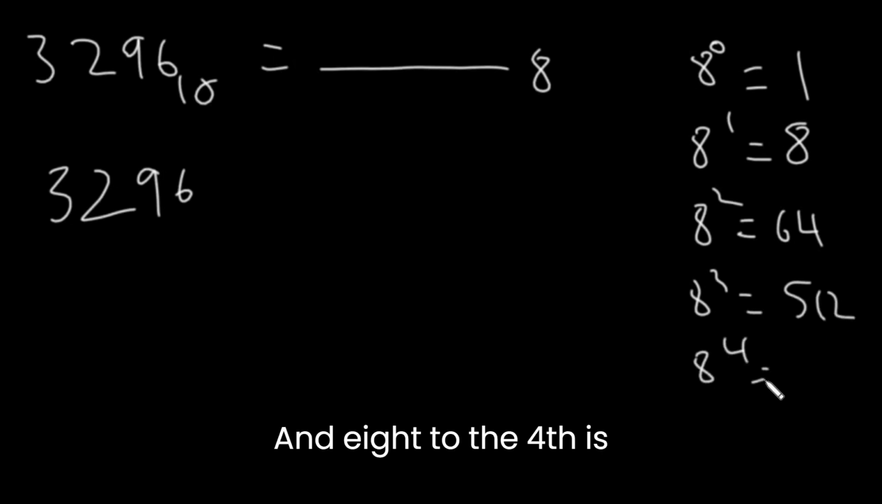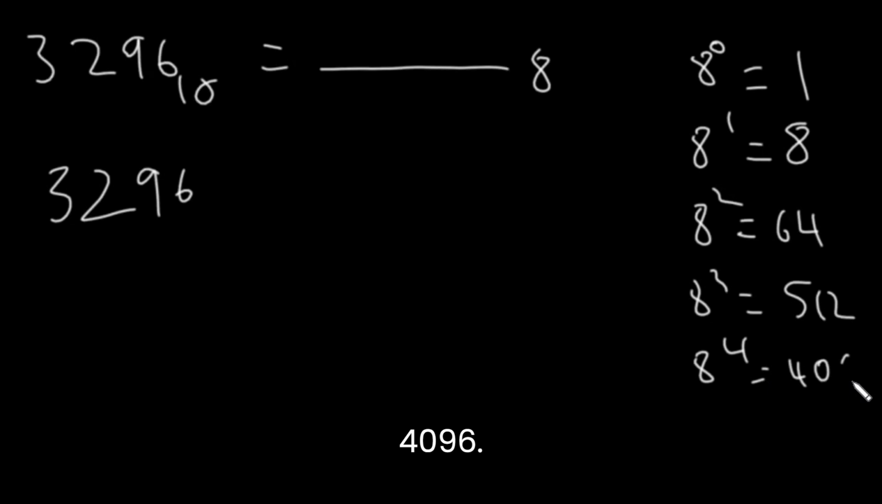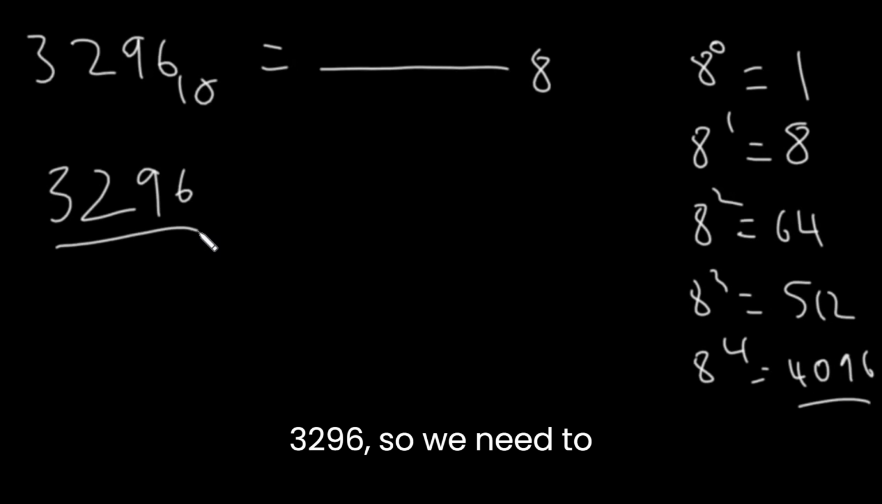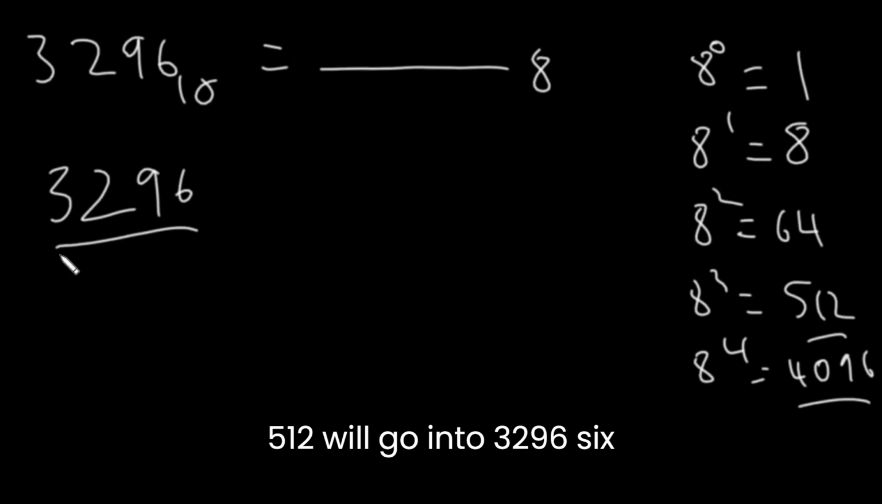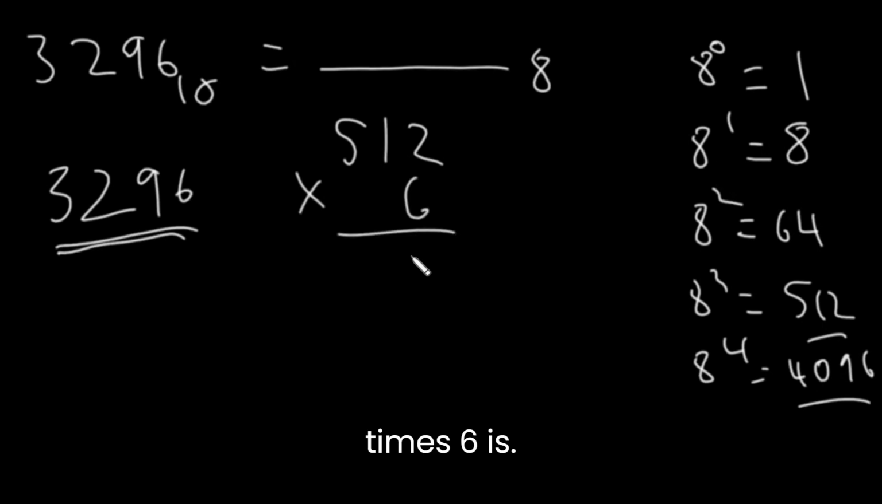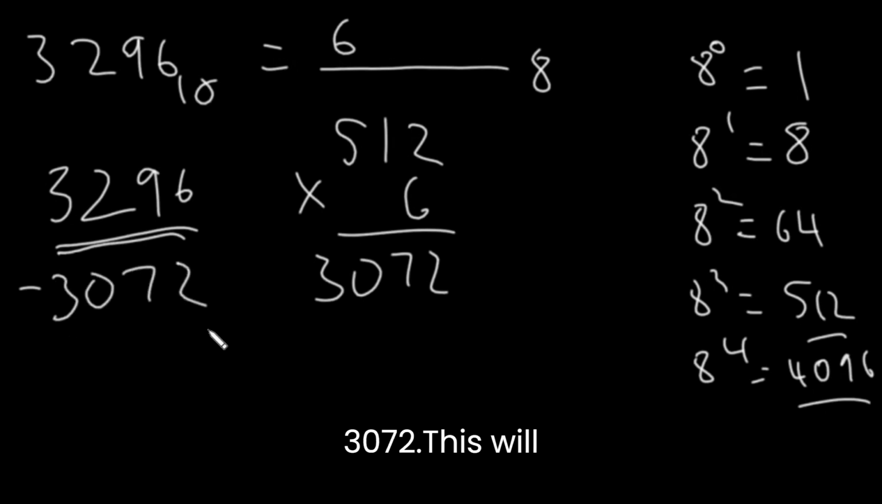And 8 to the fourth is 4,096. 4,096 is obviously greater than 3,296, so we need to use 512. Now, 512 will go into 3,296 6 times. So, 512 times 6 is 3,072. So, we can write a 6 there. Then we need to subtract 3,296 with 3,072.